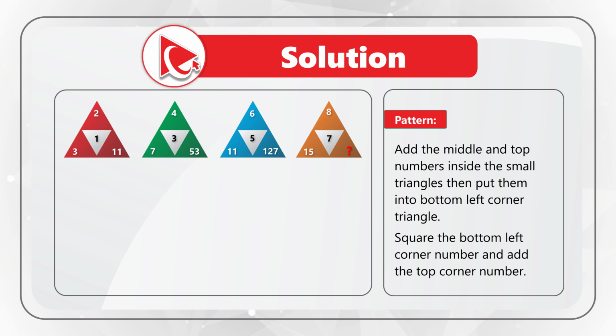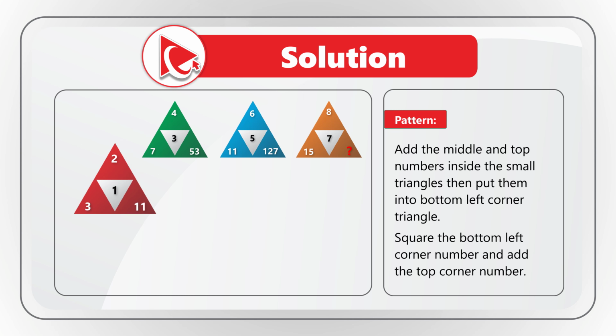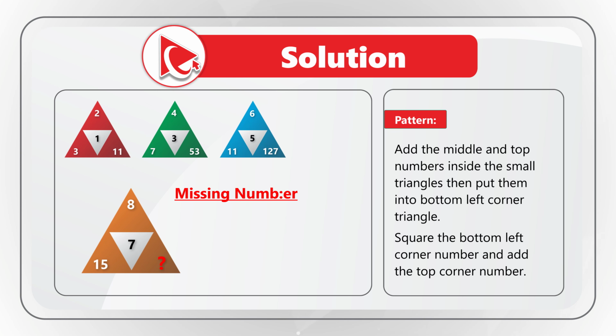The best way to understand it is to look at the example. Let's look at the first triangle. 2 plus 1 equals 3. 3 squared equals 9. And 9 plus 2 equals 11. Armed with this information, let's find the missing number. First, let's add 8 plus 7, the top and the middle numbers. 8 plus 7 equals 15.